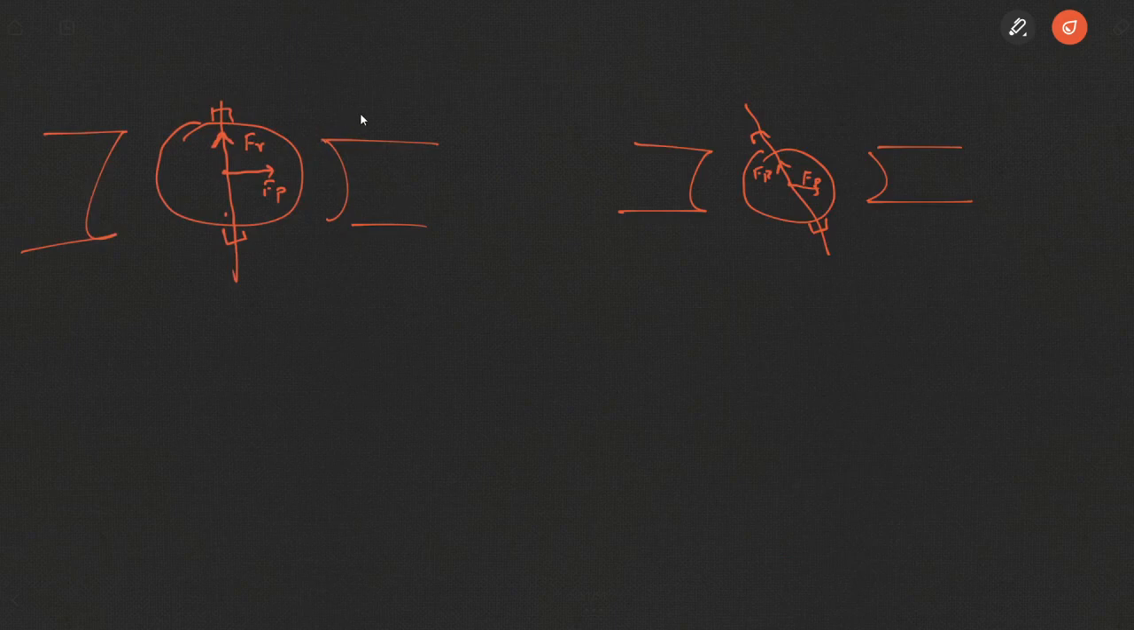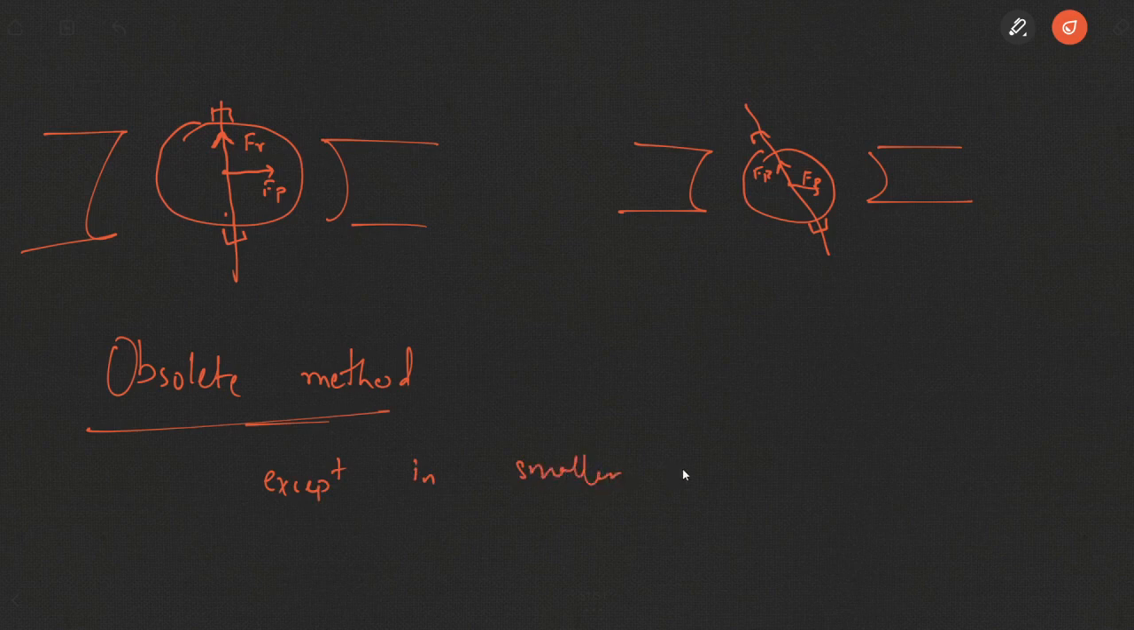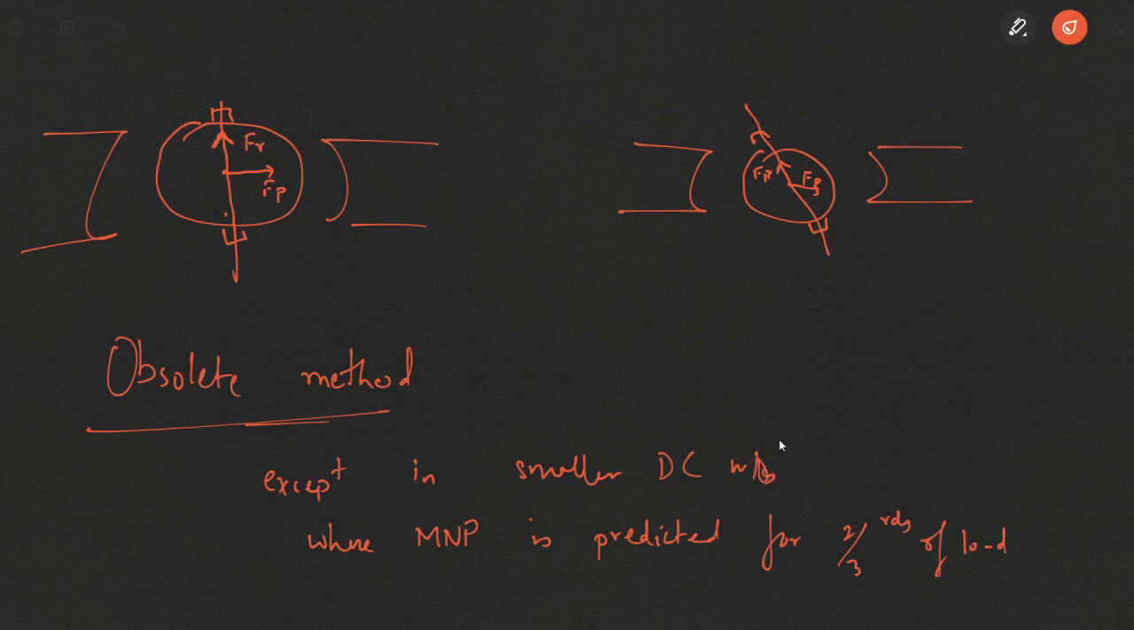This method is more or less obsolete and is not used nowadays, except in very few smaller DC machines. In such cases, we predict the magnetic neutral plane at 2/3 of the load and accordingly place the brushes. Fine. It is an obsolete method, no longer used nowadays except in smaller DC motors only. Fine, this is not even used in DC generators anymore.